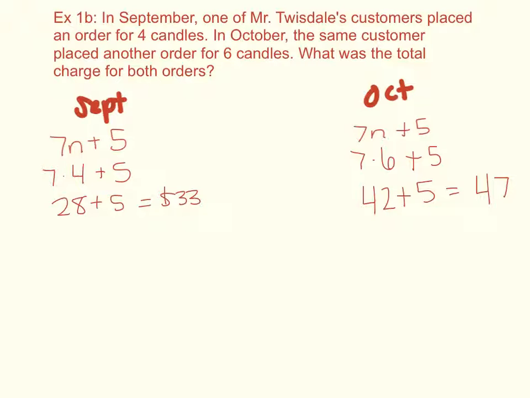Next, they didn't ask us how much it cost them for the 2 months separately, but the total for both orders. So I need to take my 33 and my 47 and add them together. So September's order plus October's order equals the total charge for both orders, or $80. Someone spent a lot of money on candles for 2 months, but they must have smelled really nice. So that's how we would solve this problem.